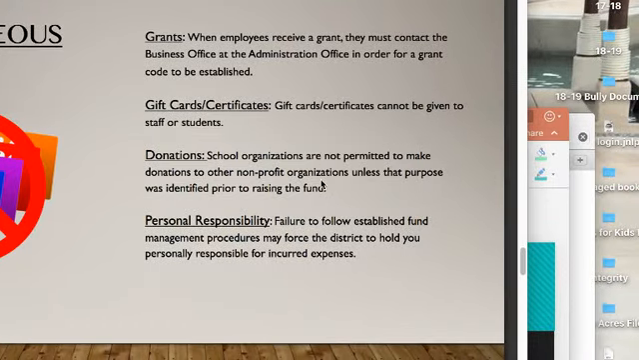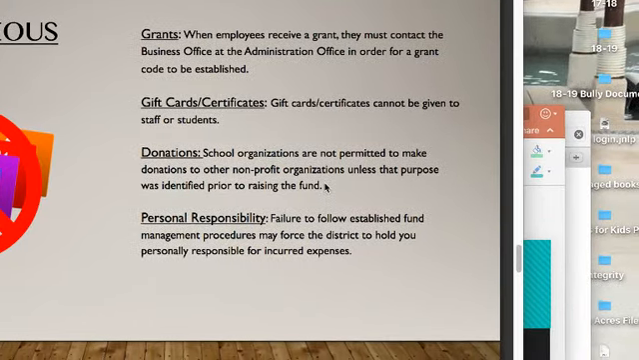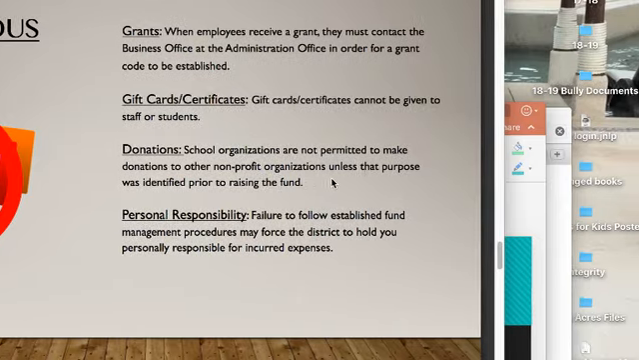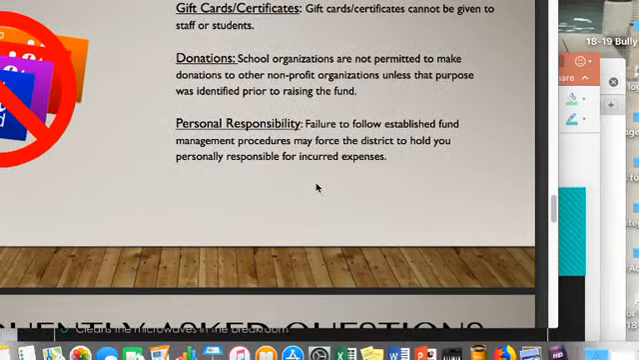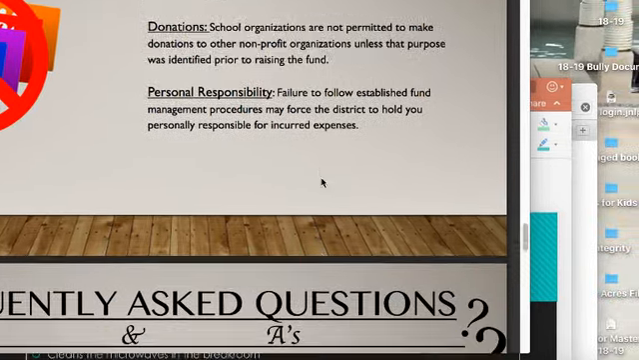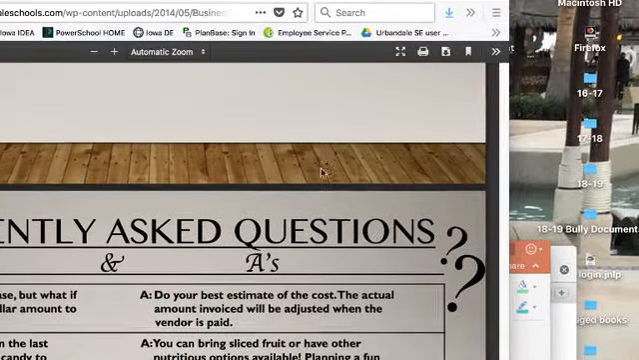We can't make donations to other nonprofit organizations unless that was identified prior to raising the funds. So I can't say I'm going to give money to the Urbandale Education Foundation, that we're going to sponsor a golf hole on the golf course as part of their fundraiser, unless we have raised money prior to that saying that we want to contribute to that. And we are held personally responsible if we don't follow these procedures.